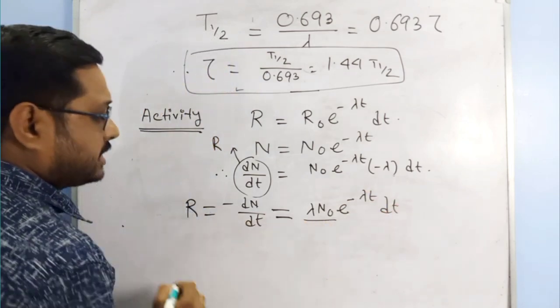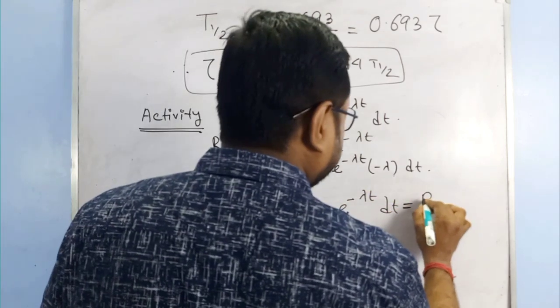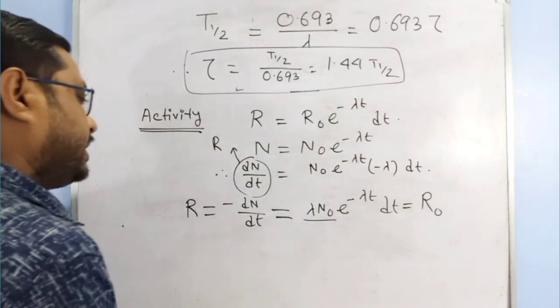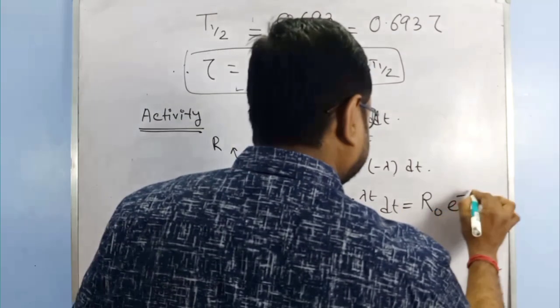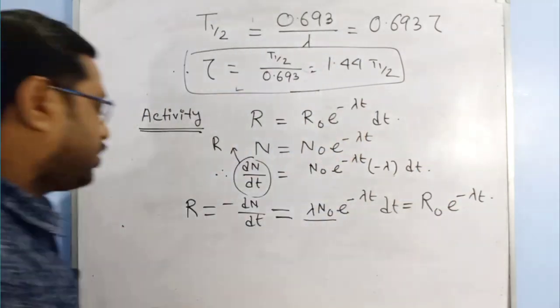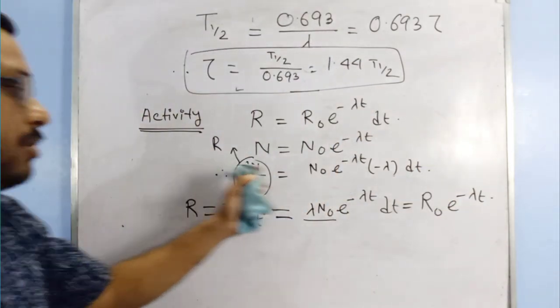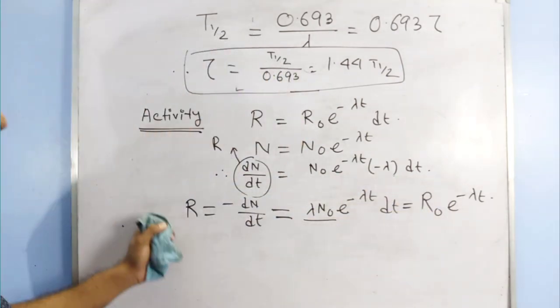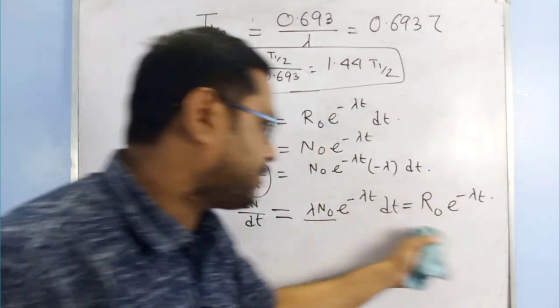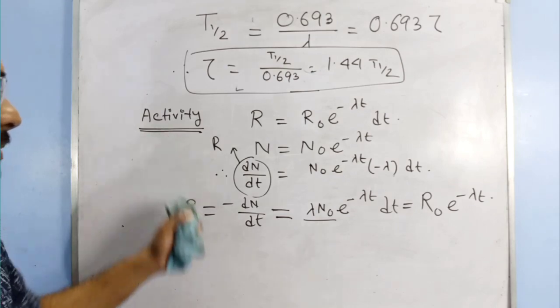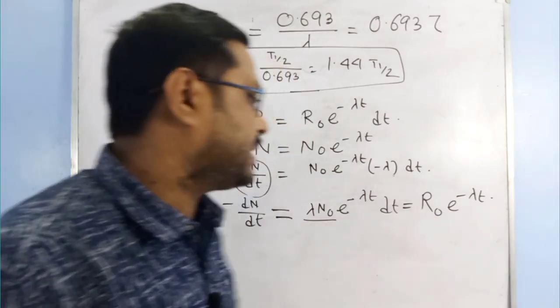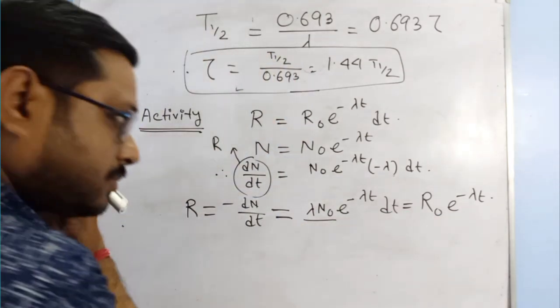Now lambda N0 is the initial radioactivity at t equal to 0, that is R0, so R equals R0 e to the power minus lambda t. So this is another relation for the radioactive decay law. N equals N0 e to the power minus lambda t is one form, and this is the other form of the radioactive decay law in terms of activity, R equal to R0 e to the power minus lambda t.